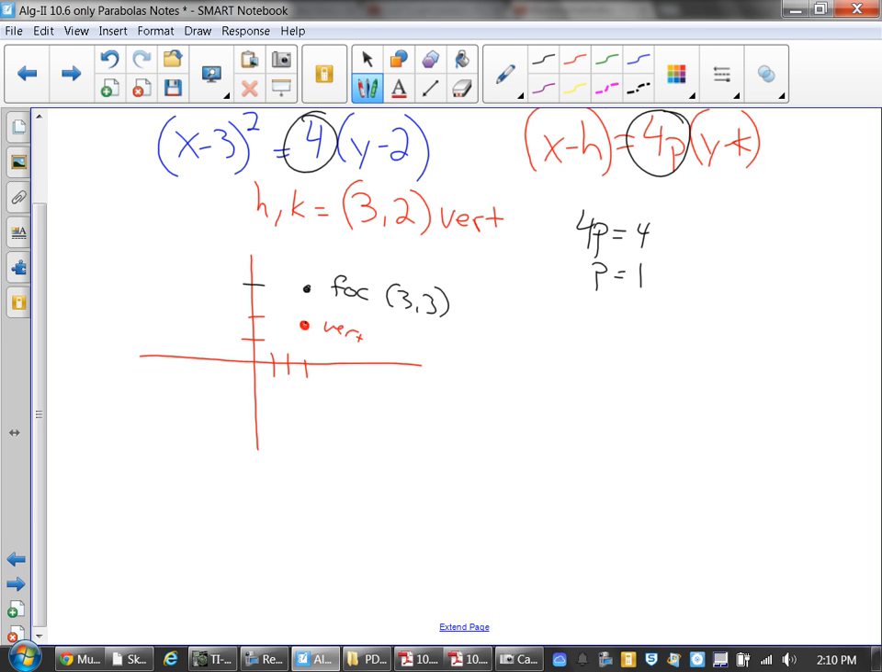Y equals or x equals. It is not an ordered pair. Directrices are lines. They're either x equals or y equals. This is a parabola that's opening up, so that means it's going to be y equals 1. The reason that it's y equals 1 is because it's 1 below the vertex. The distance between the vertex and the focus is always going to be the same as the focus to the directrix, just in the other direction.